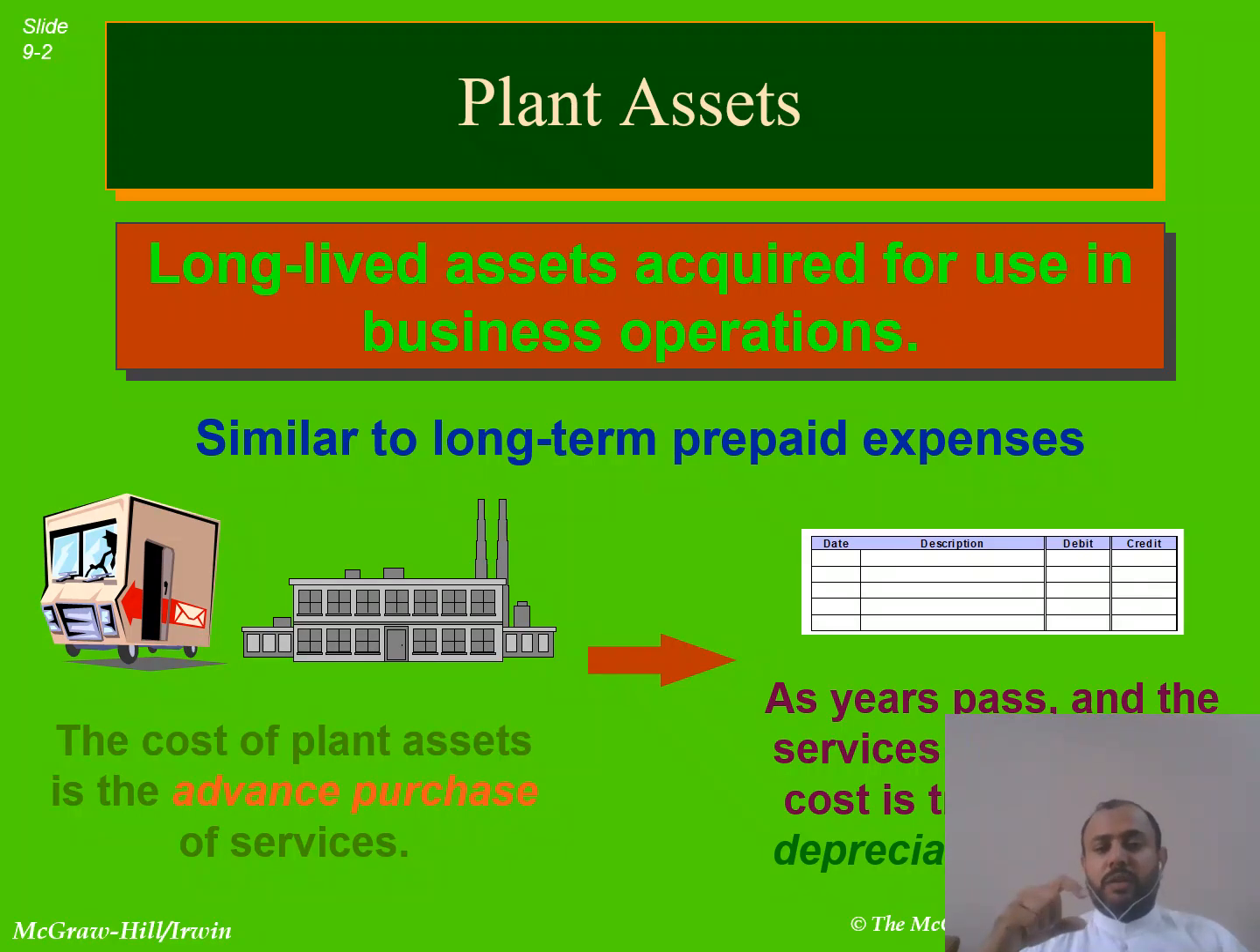The concept for this allocation of cost over a number of years is called depreciation. So we divide the original cost of the asset over its useful life, over a number of years. That is called depreciation, and we record that depreciation as an expense in every year's income statement. As we will practice more in the coming slides or lectures, we will understand the concept of depreciation better.